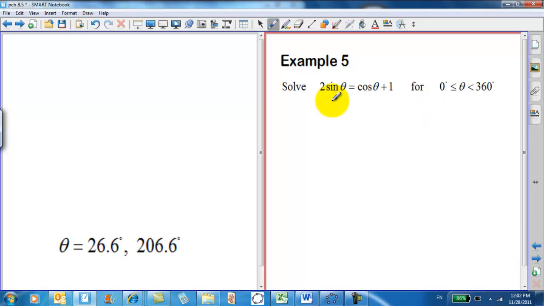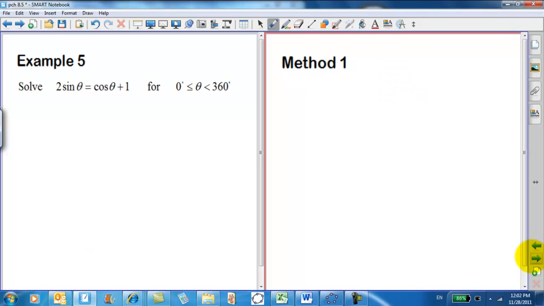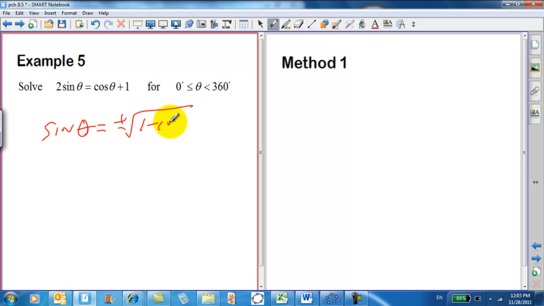Now example 5, the trickiest example yet: 2 sine theta equals cosine theta plus 1. We can't do our little trick we just did, divide both sides by cosine. We'd introduce a secant over here, and that's going to be too messy. So there's two methods. First method is basically to start trying to get this sine into cosine form. And one handy trick on this is just to replace the sine of theta with plus or minus the square root of 1 minus cosine squared theta, just to get it all in terms of one trig function.